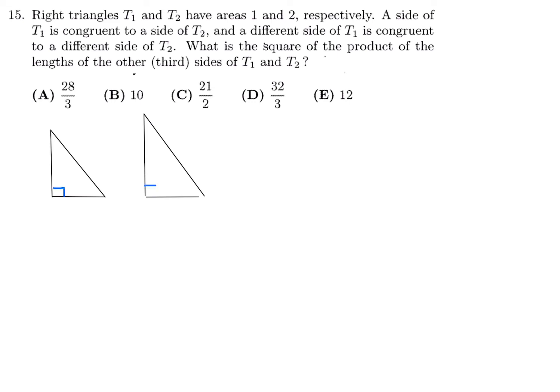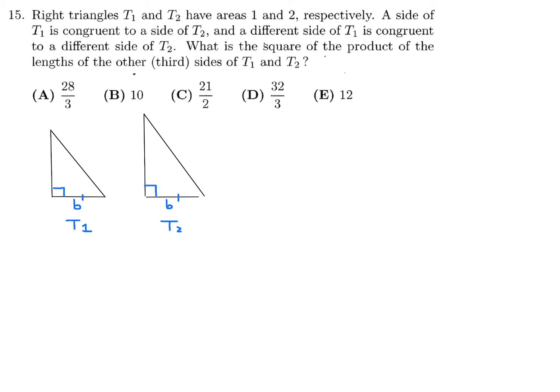These are right triangles, and a side of T1, this is T1, and this is T2. I'll just say this side is congruent to a side of T2, so I might as well say that's also B. So this is the same as that.